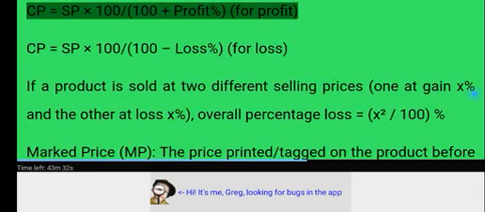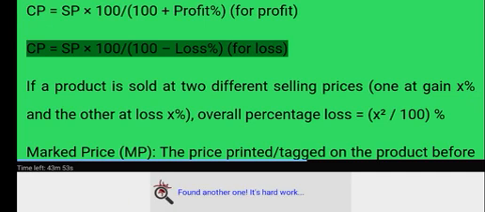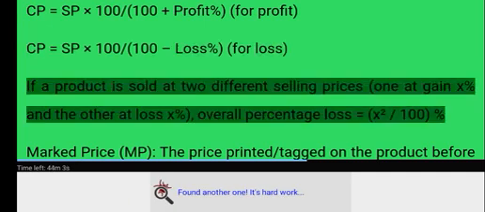CP equals SP times 100 divided by (100 plus profit percent) for profit. CP equals SP times 100 divided by (100 minus loss percent) for loss. If a product is sold at two different selling prices, one at gain X% and the other at loss X%, overall percentage loss equals X squared divided by 100 percent.